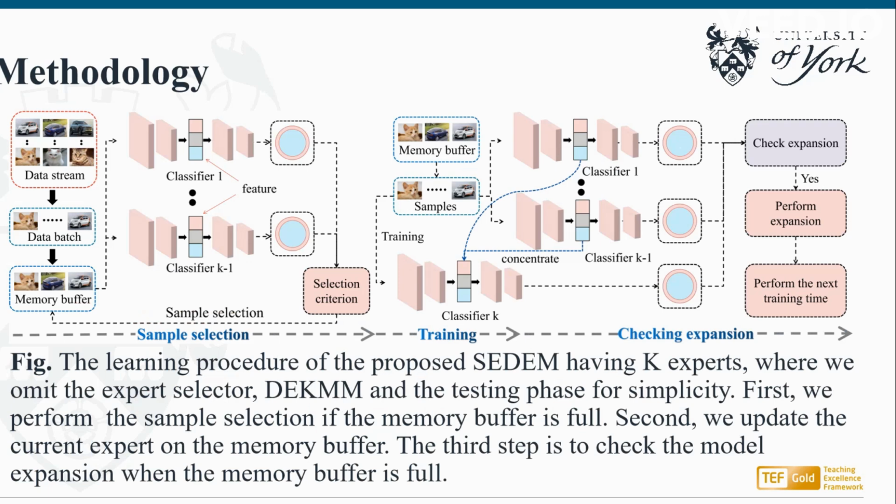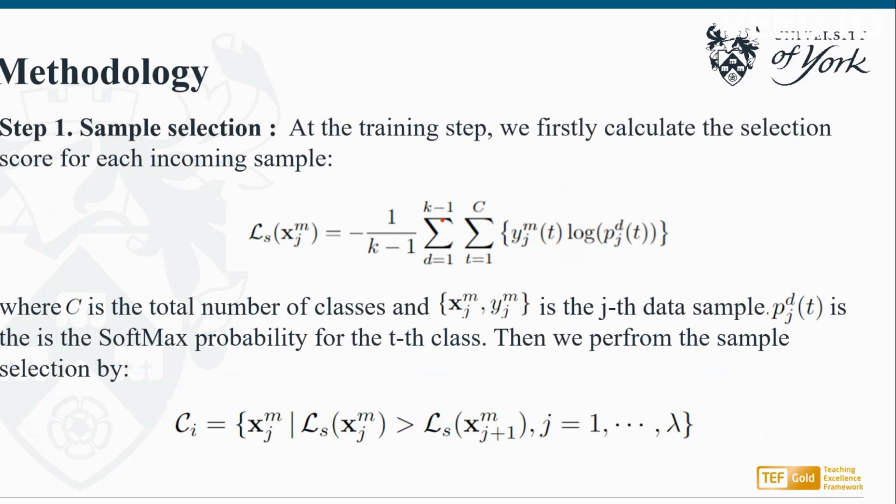The overall learning procedure of the proposed method can be divided into three steps: the sample selection, the training step, and the checking of model expansion. In the first step, sample selection, at a certain training step, we first calculate the selection score for each incoming sample by using the following equation, where C is the total number of classes, and X and Y are a certain data sample. By using this equation, we can select the important samples into the memory buffer.